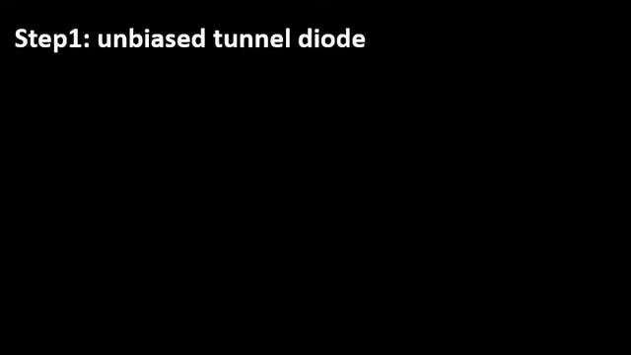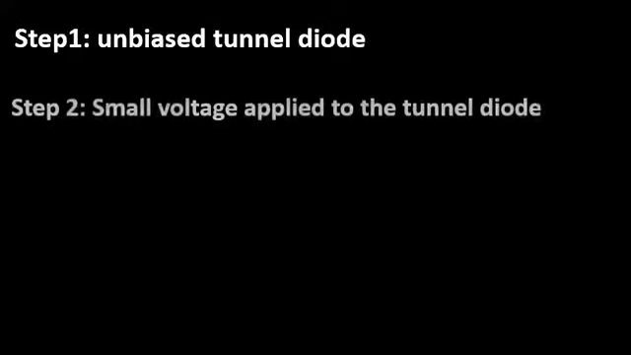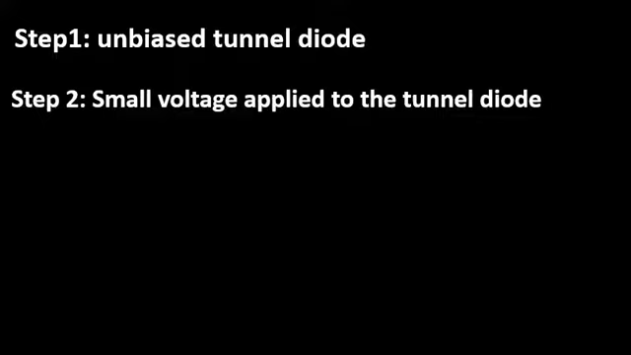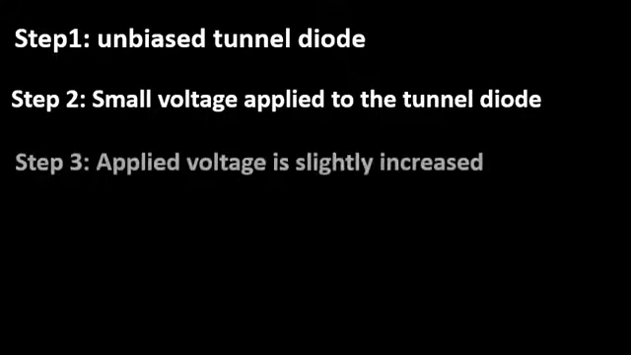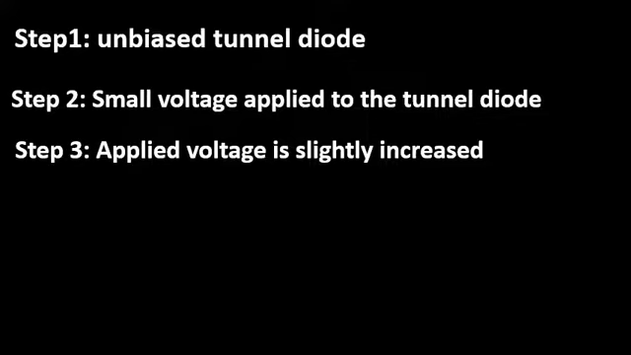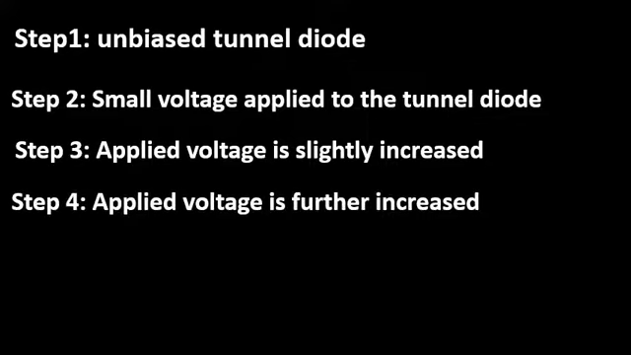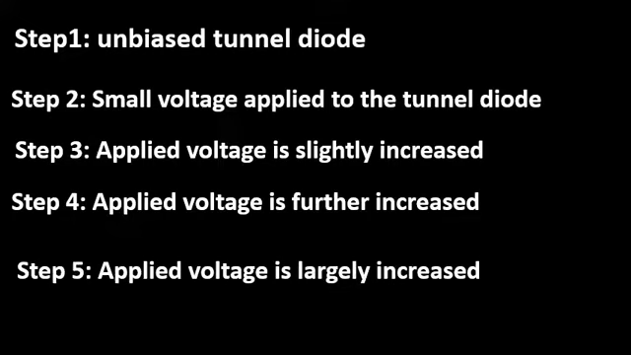Now we will discuss how the tunnel diode works. There are different steps. In step 1, we will consider the unbiased tunnel diode. In the second step, we will see what happens to the tunnel diode when a small voltage is applied. Step 3 is when the applied voltage is slightly increased. In step 4, we will further increase the applied voltage. And in step 5, we will see what happens to the tunnel current when the applied voltage is largely increased. Now we will discuss all steps one by one.